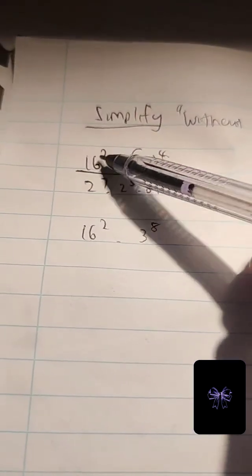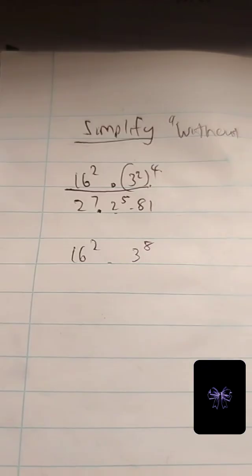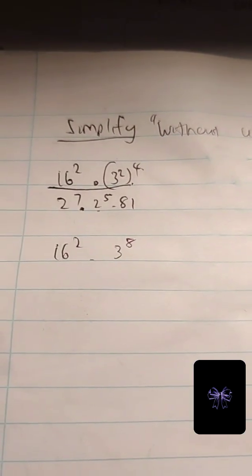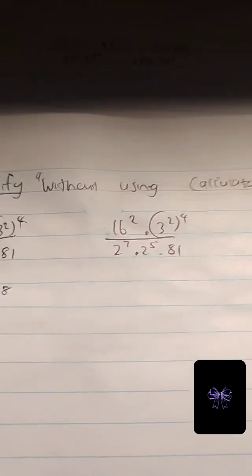So then at the top we have 16 squared, we have 2 to the power 7 here at the bottom, times 2 to the power 5, then times 81. What do you do with everything else? Is that 27 or 2 to the power of 7? 2 to the power 7, sorry, my bad. Let's rewrite it: 16 squared times 3 squared to the power 4 over 2 to the power 7 times 2 to the power 5 times 81.